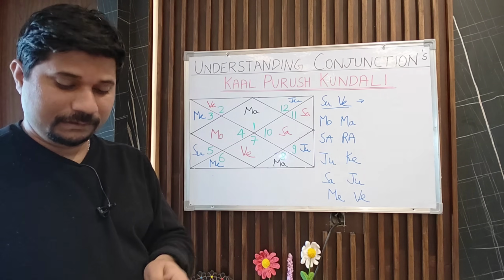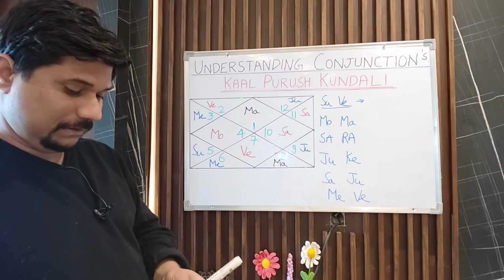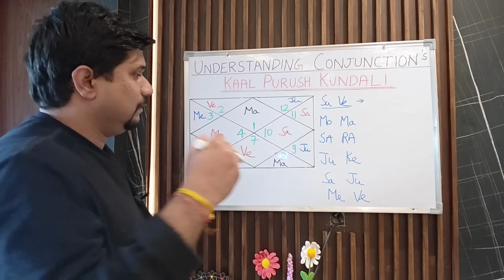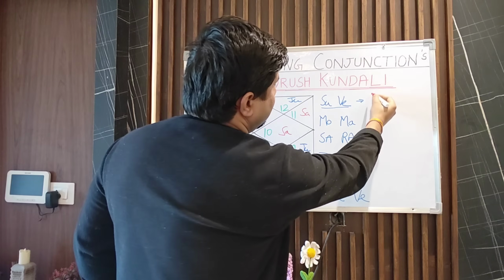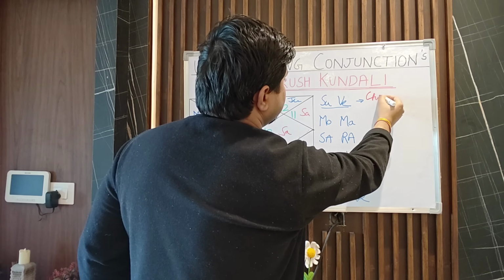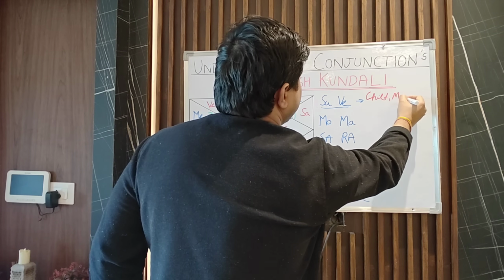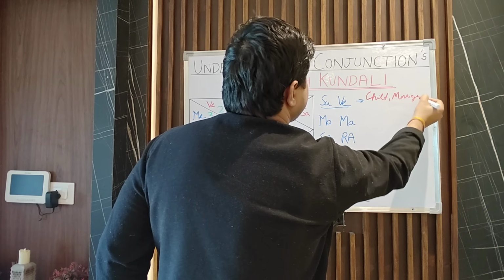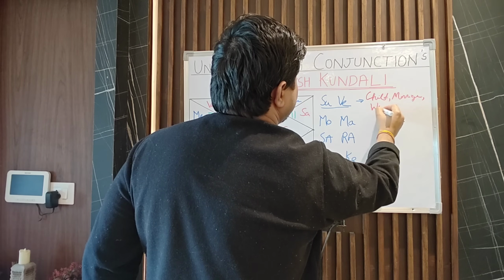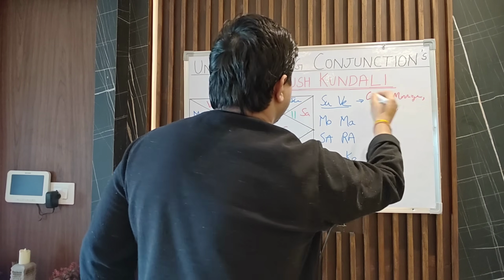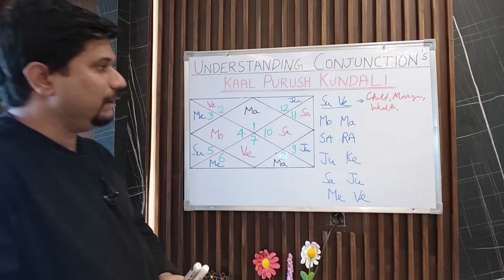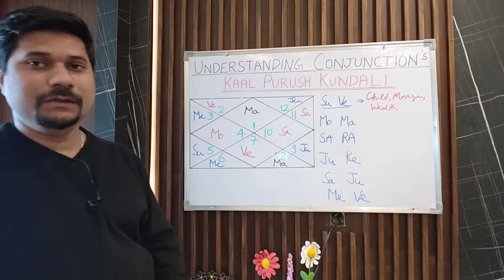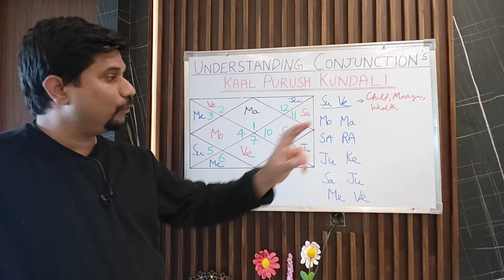So if you write down Sun and Venus, what are the areas which are getting impacted? First is the children, second is marriage, and the last one is wealth, or money, which is also getting impacted. So if you have Sun and Venus conjunction, you need to simply pick the significance of both of these planets.